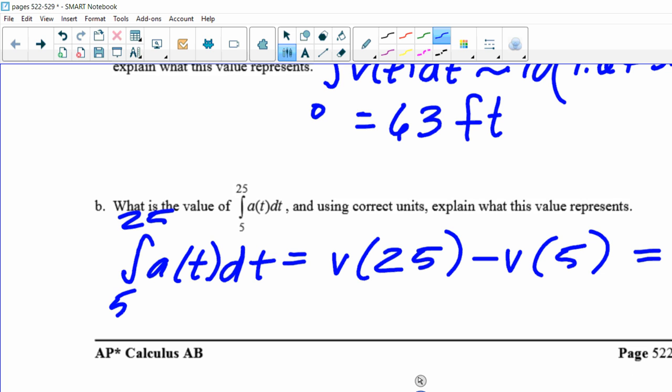0. 0 what? This is velocity, right? And velocity in this case is measured in feet per minute. What did we find? What does this mean? Not average. We didn't find an average. The change in velocity from minute 5 to minute 25. The change in velocity from minute 5 to minute 25 was 0 feet per minute. The change in velocity.